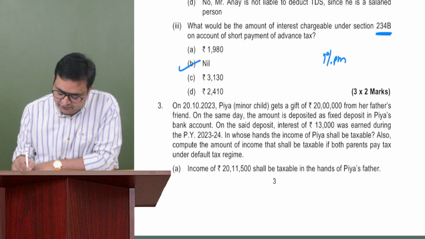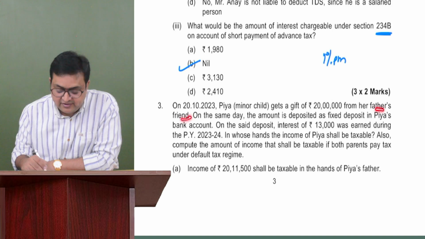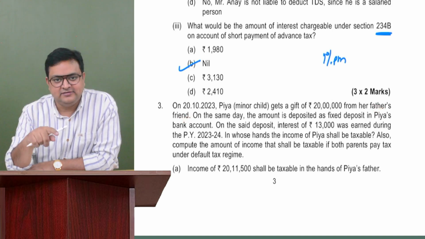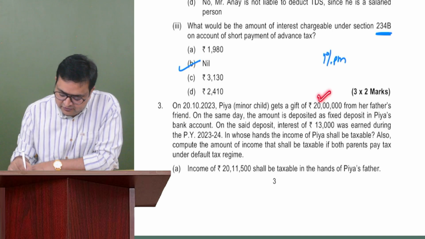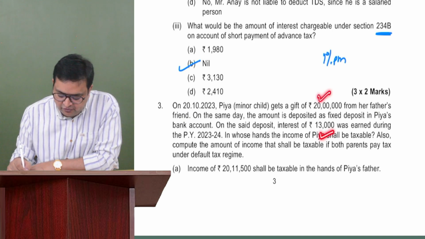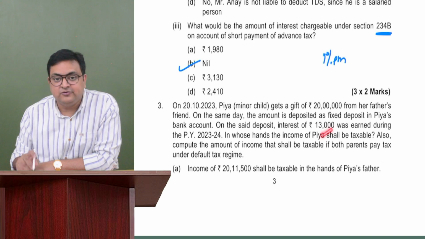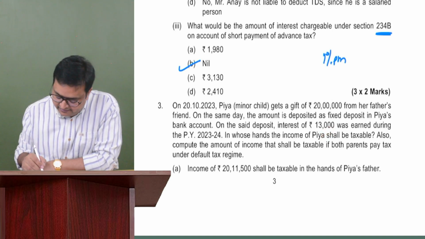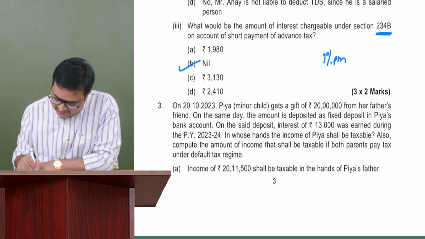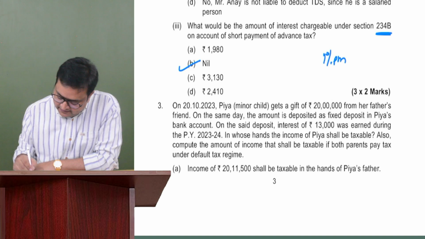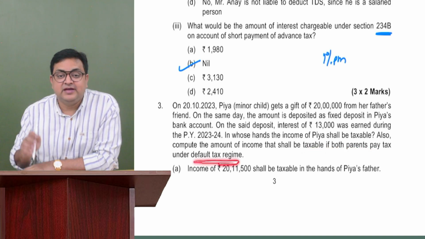First of all, she has received a gift of 20 lakh from her father's friend, a non-relative, so it is taxable, as it is more than 50,000 rupees. So 20 lakh would be taxable, and the 13,000 would also be taxable in the hands of the parent whose income before such clubbing is higher. Should we give the 1,500 deduction on the 13,000? It depends upon which regime they are following. They are following the default regime.